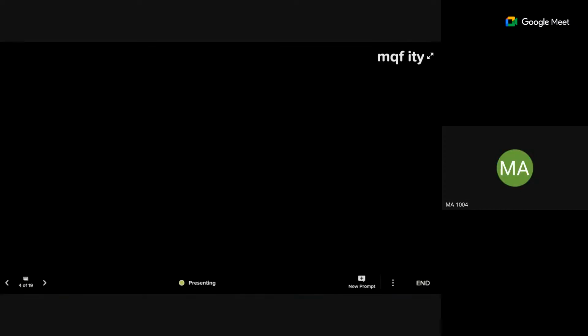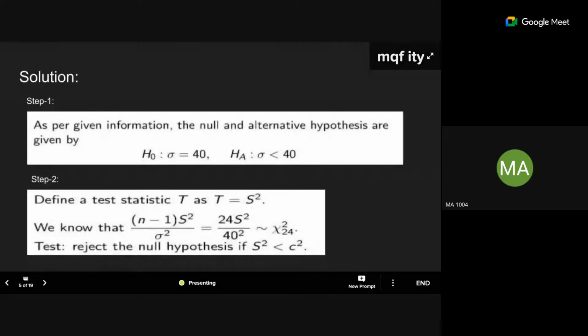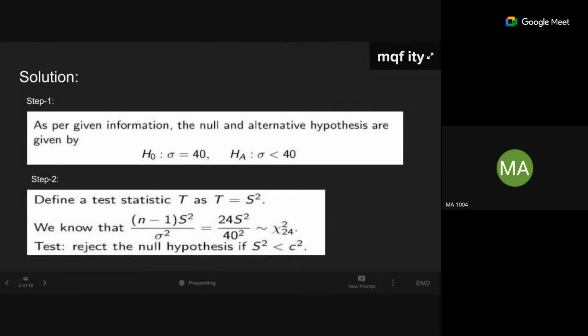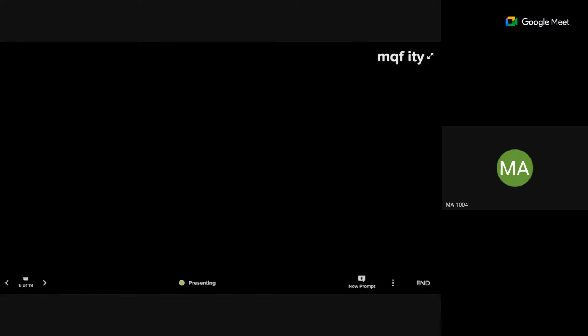Okay, so let's move to the next question. The solution is also given in the PDF. I will share this PDF with you. You can check here.